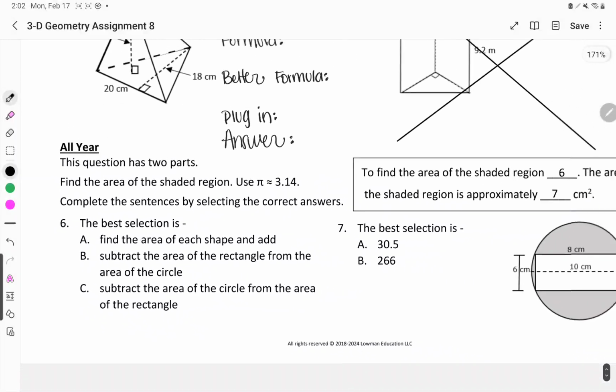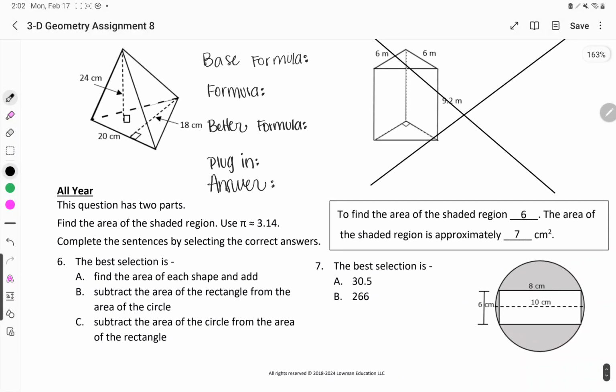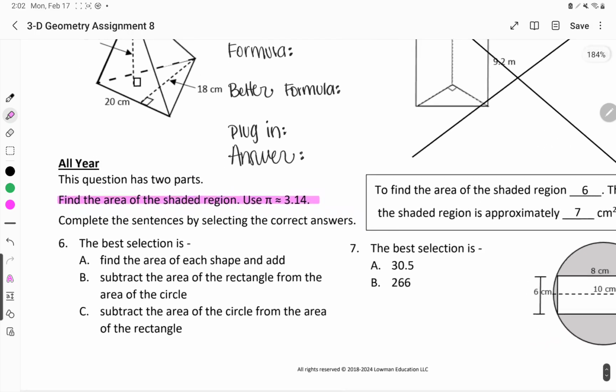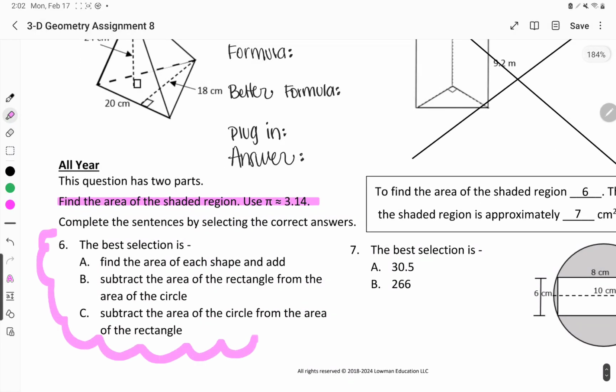Okay, so if we take a look at this one, it says the question has 2 parts. Find the area of the shaded region. So that's the big thing that they want us to do. Now, this part right here is them walking you through how to do this. So it says you can either find the area of each shape and add them.